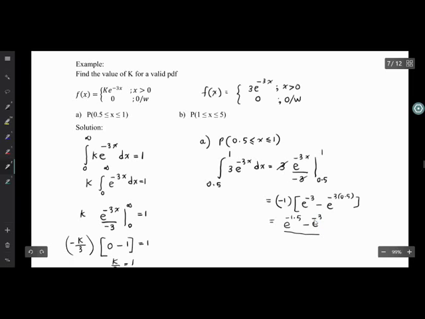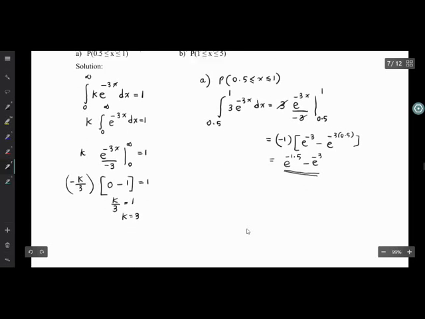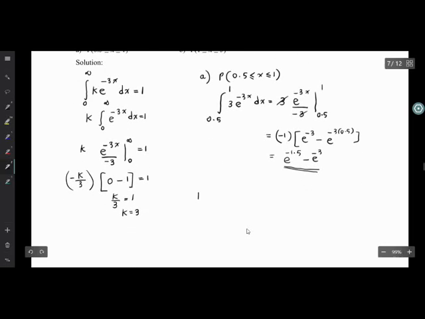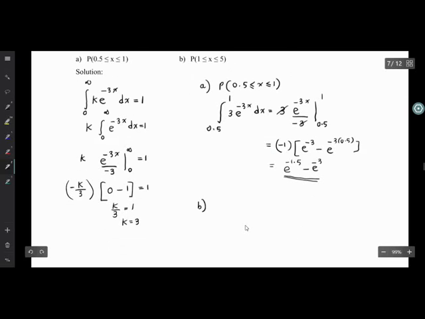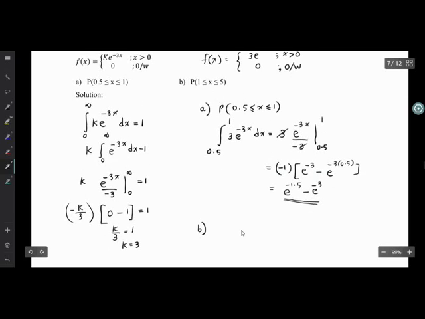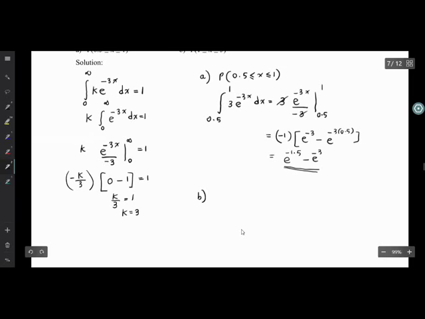So if you want, you can use a calculator and find the exact value of this answer. So I leave that to you. Let's do the next one, part B. We have to find the probability of X from 1 to 5. So let's integrate our function from 1 to 5, 3 times e to the negative 3x dx.